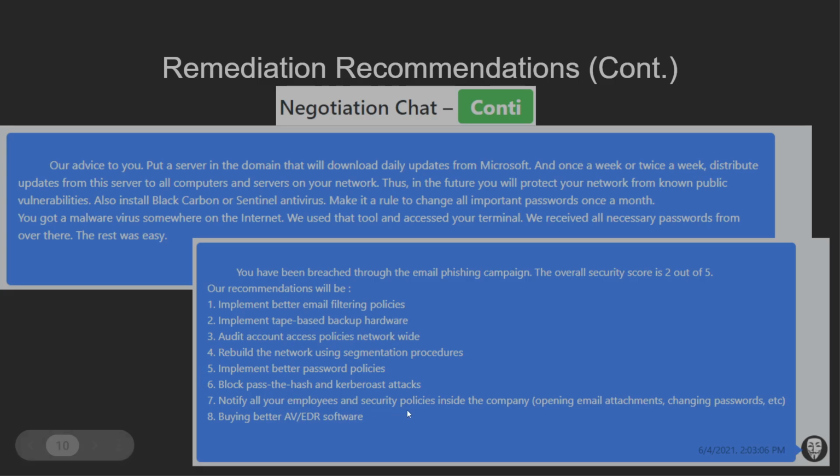Notify all your employees and security policies inside the company, opening email attachments, changing passwords, etc. That speaks to end user awareness training, equipping your staff with being more inclined or able to detect suspicious emails through their daily email activity. And the last one, buy better AV EDR software. That's a funny one.